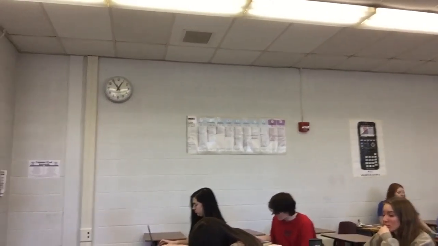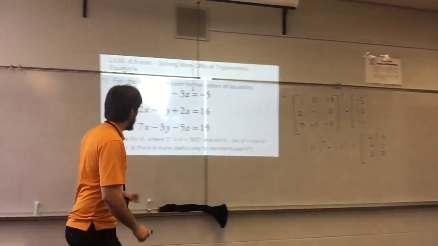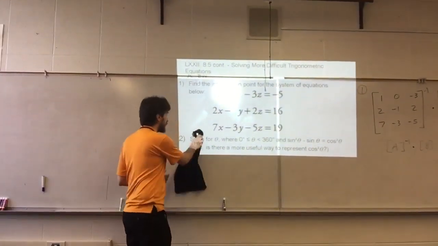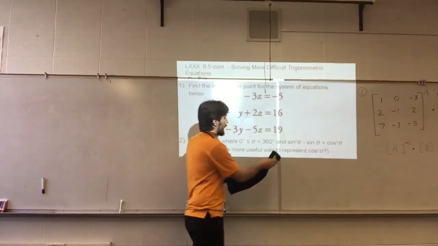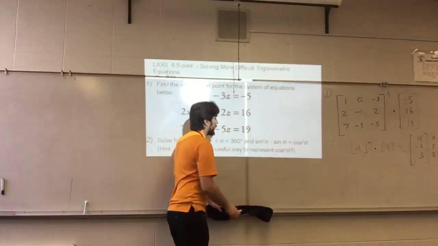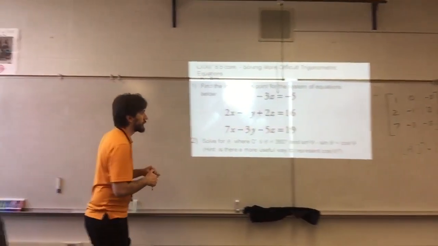All right, Jenna, let's go back to number 2. We need to solve for theta, where theta is between 0 and 360 degrees, for this equation: sine squared theta minus sine of theta is equal to cosine squared theta.